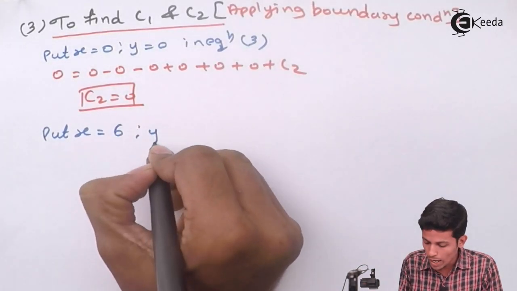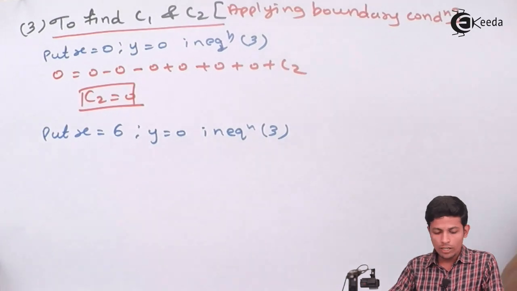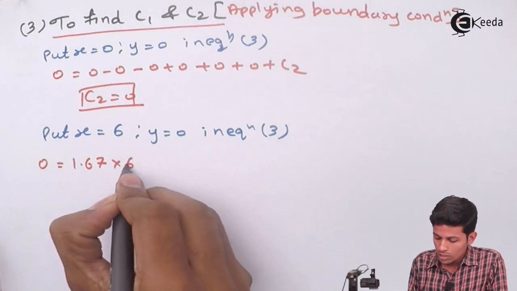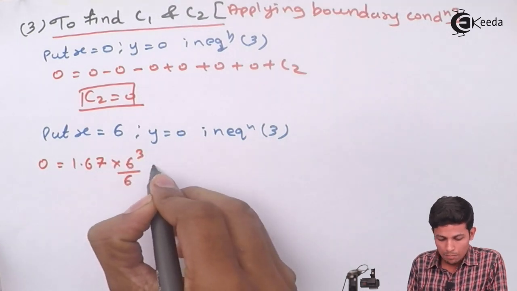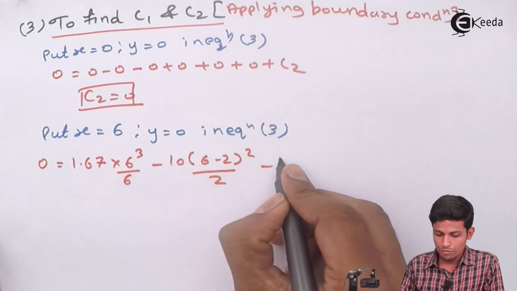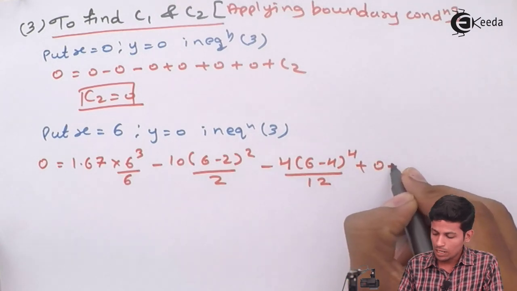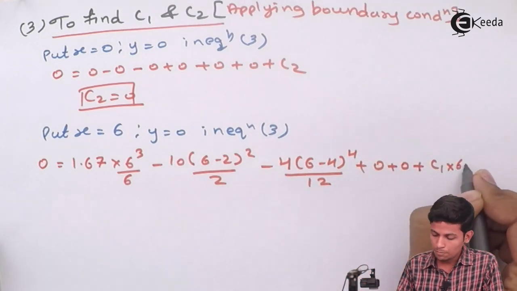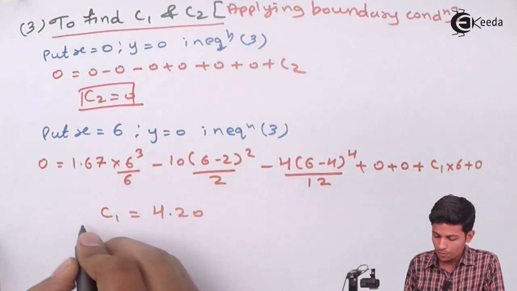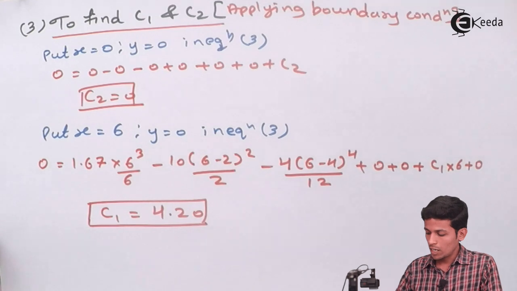Put x is equal to 6 and y is equal to 0 in equation 3, and you get 0 is equal to 1.67 into 6 raised to 3 upon 6 minus 10 into 6 minus 2 raised to 2 upon 2 minus 4 into 6 minus 4 raised to 4 upon 12 plus 0 plus 0 plus c1 into 6 plus 0. Now solving this, you get the value of c1 will be 4.20.